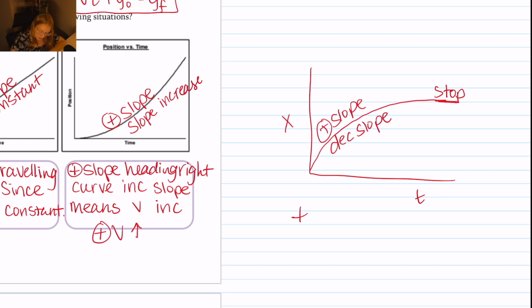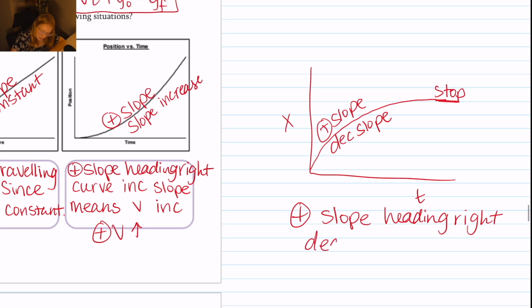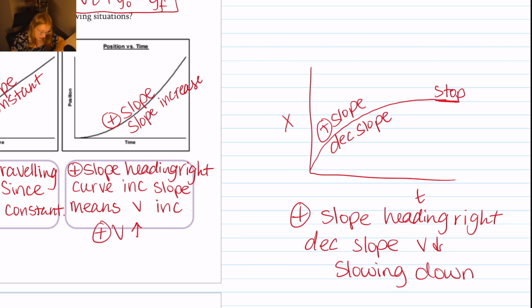Okay, so positive slope means she's heading right. But that decreasing slope, the decreasing value of the slope, means that the velocity is decreasing or the object is slowing down. Okay, so she's heading right, but she's slowing down.